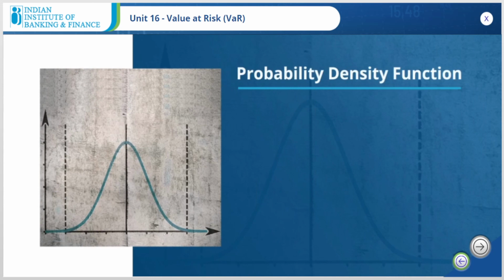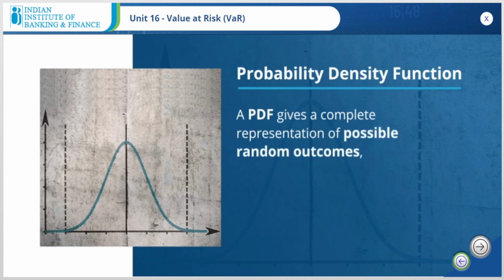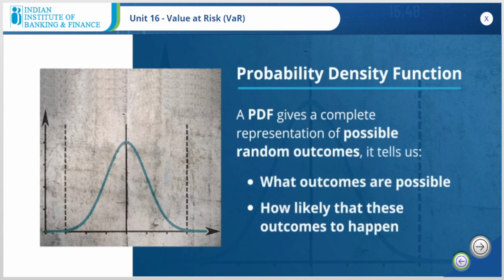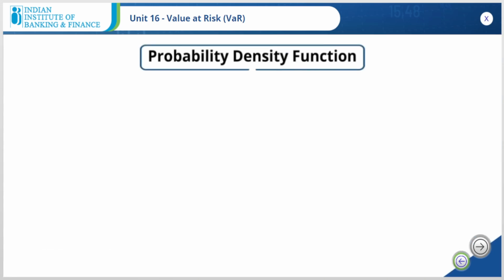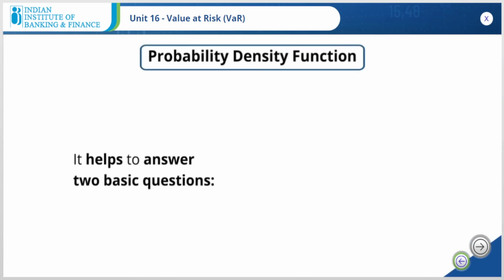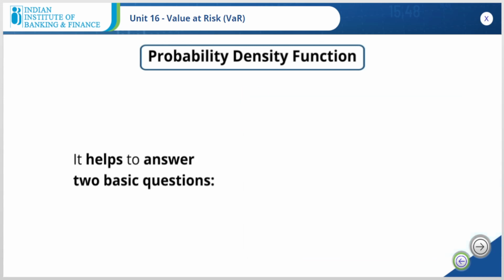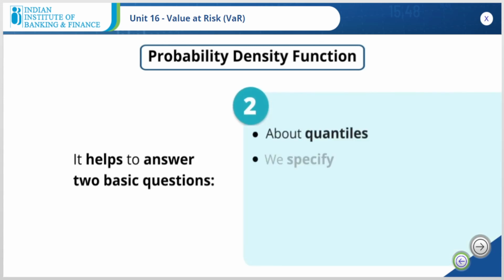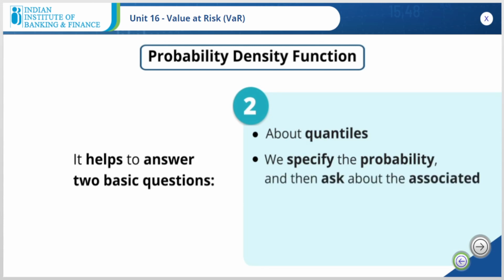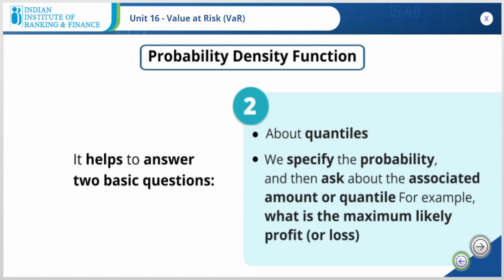A probability density function, PDF, gives a complete representation of possible random outcomes. It tells us what outcomes are possible and how likely these outcomes are to happen. The PDF helps to answer two basic questions. The first are questions about likelihood or probability. We specify the quantity or quantile and then ask about the associated probability. The others are questions about quantiles. We specify the probability and then ask about the associated amount or quantile. For example, what is the maximum likely profit or loss at a particular probability level?